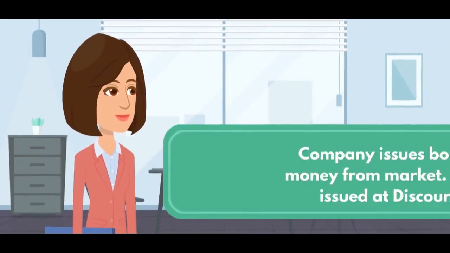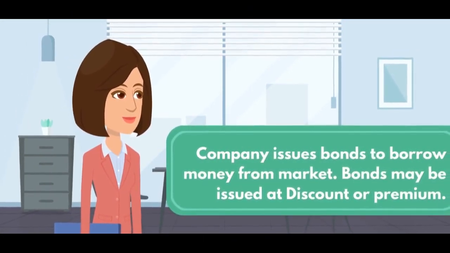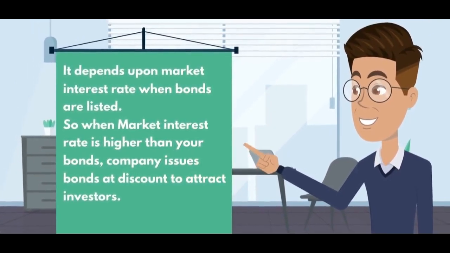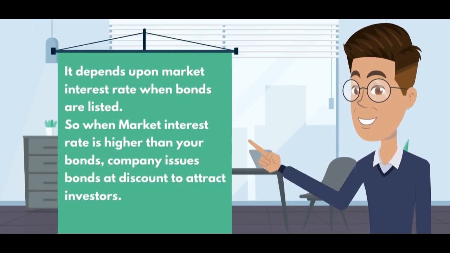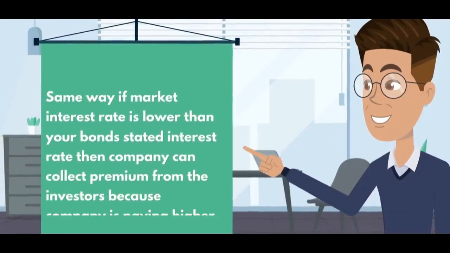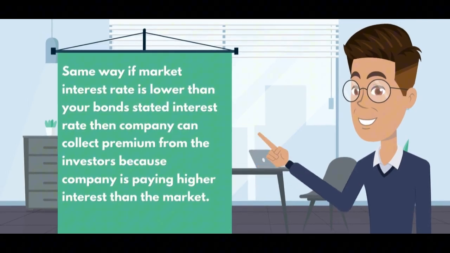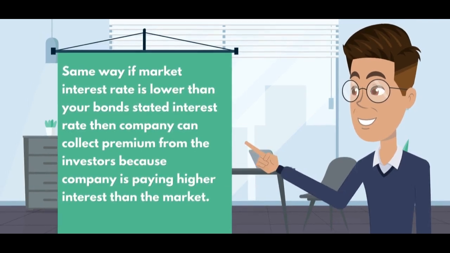Company issues bonds to borrow money from the market. Bonds may be issued at discount or premium. It depends upon the market interest rate when bonds are listed. So when the market interest rate is higher than your bonds' rate, the company issues bonds at discount to attract investors. Same way, if the market interest rate is lower than your bond's stated interest rate, then the company can collect premium from the investors because the company is paying higher interest than the market.